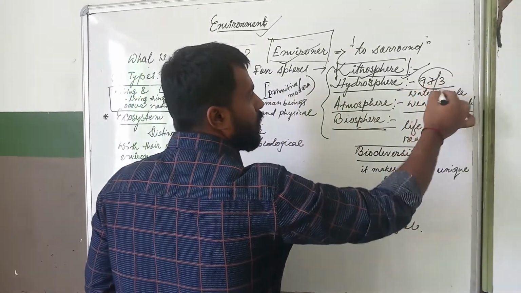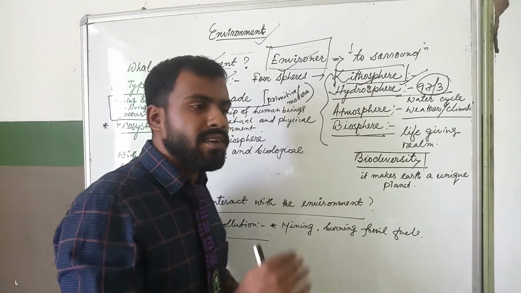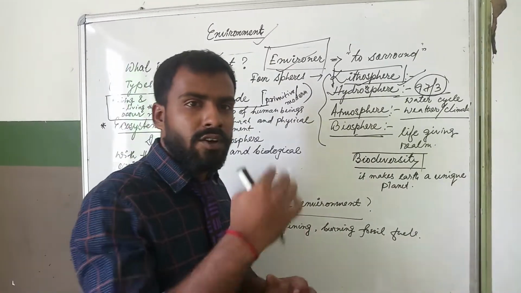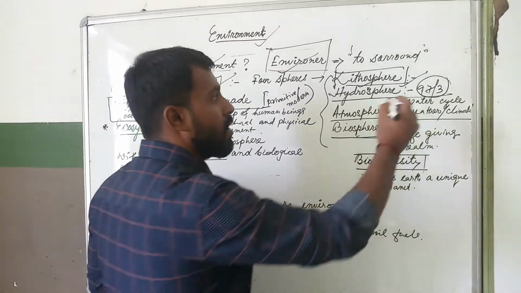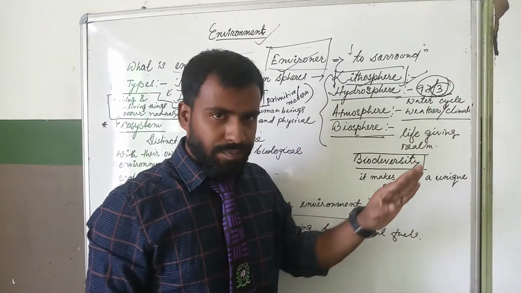percentage of usable water. We have 100% water. If I take 100% water, then 97% of the water is saline water. That means it is in the ocean. We cannot consume it, we cannot use it. But only 3% is in fresh mode, or fresh water.